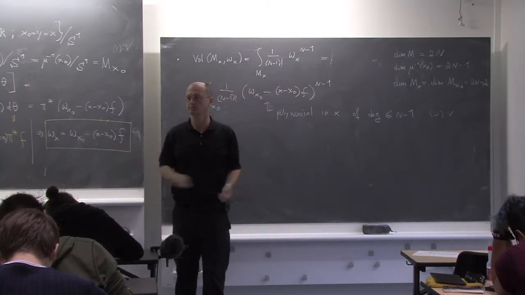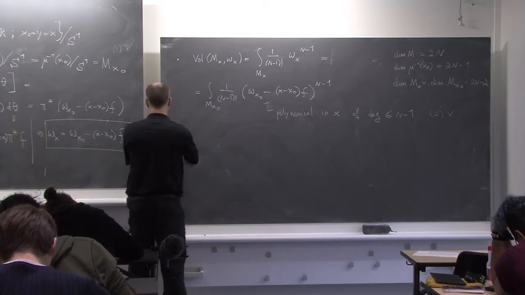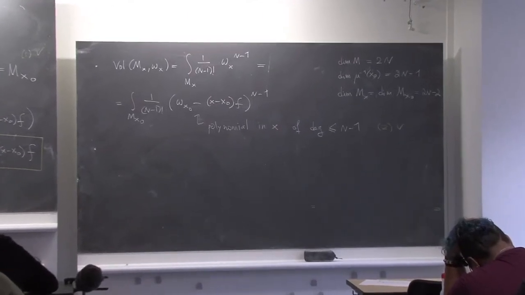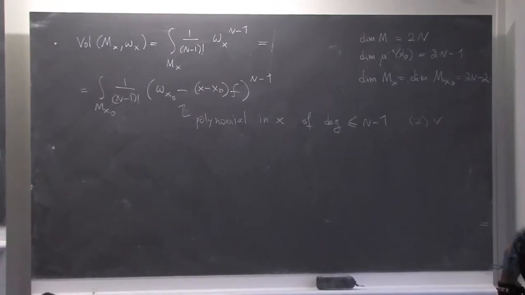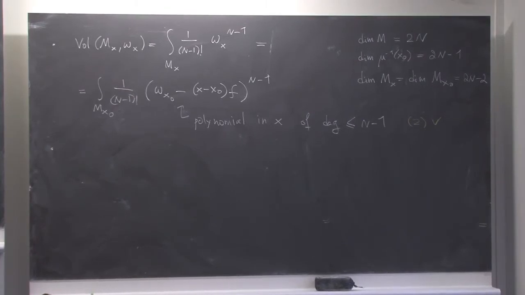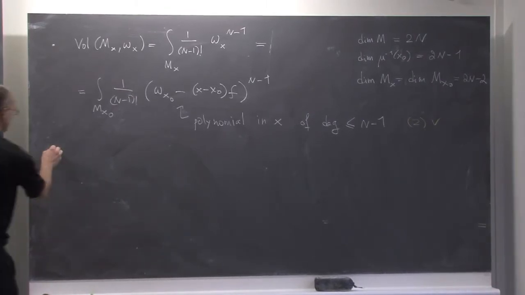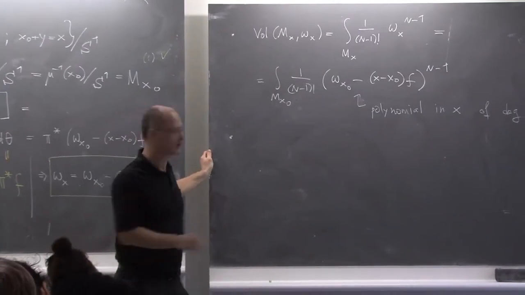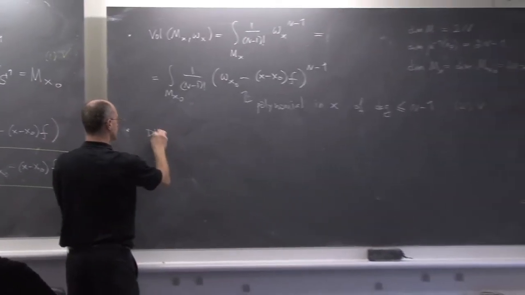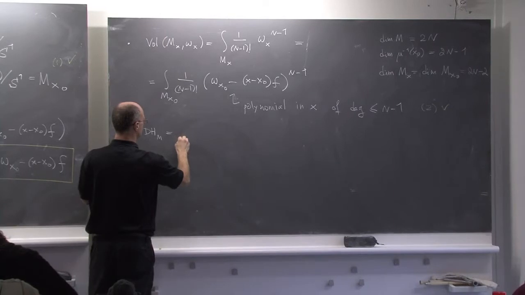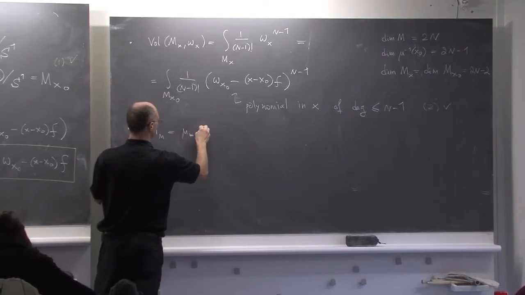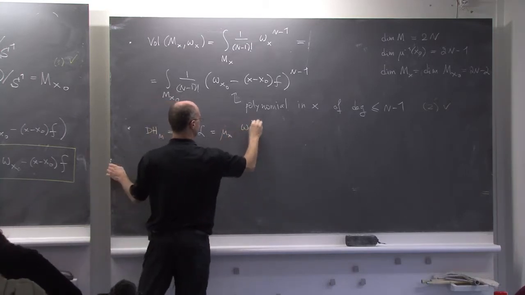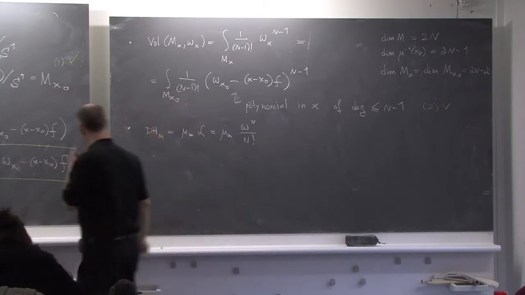And that's a proof of 2. So what was number 3? Number 3 is we want to compute the Duistermaat-Heckman measure, right? So I recall DHM is mu star of L over n factorial.